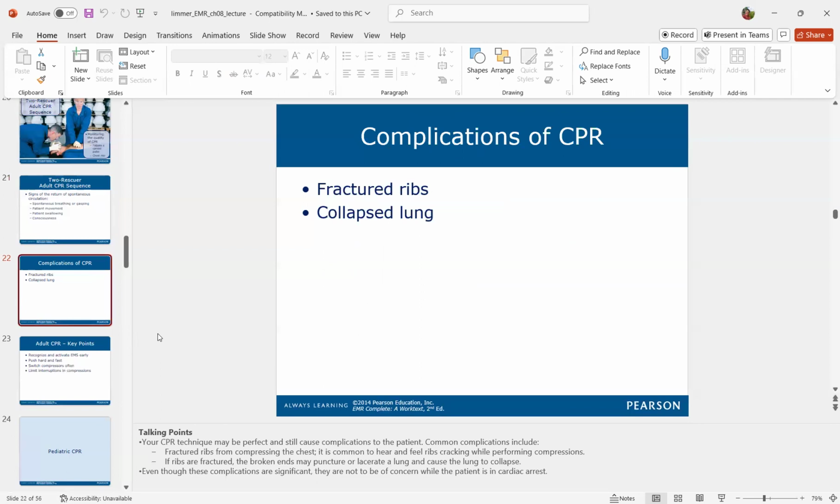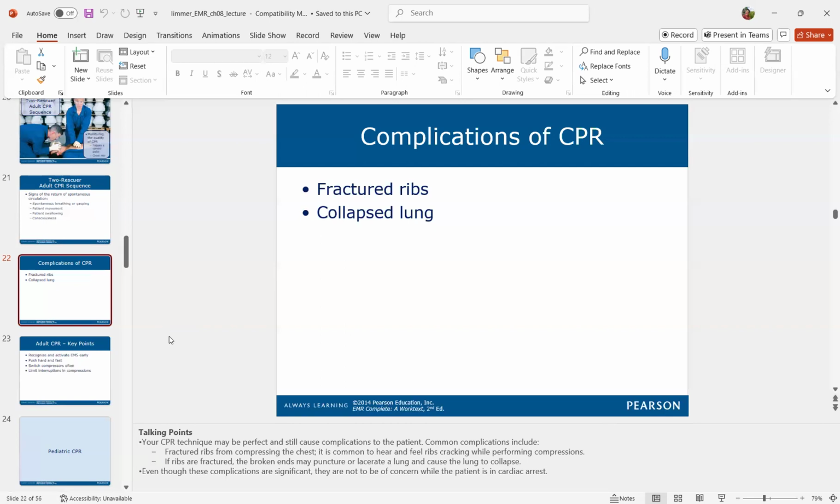Your CPR technique may be perfect and still cause complications to the patient. A common complication is that you are going to fracture ribs from compressing the chest. It's pretty common to hear and feel ribs cracking while you're performing compressions, especially on older, fragile patients. You're going to feel that on the first 2 to 3, maybe 4 compressions, and it'll be kind of crepitus when you're doing compressions. But remember, they can't feel that. At this point, they are dead, so you're doing this to get them alive again. Just know that that's going to happen.